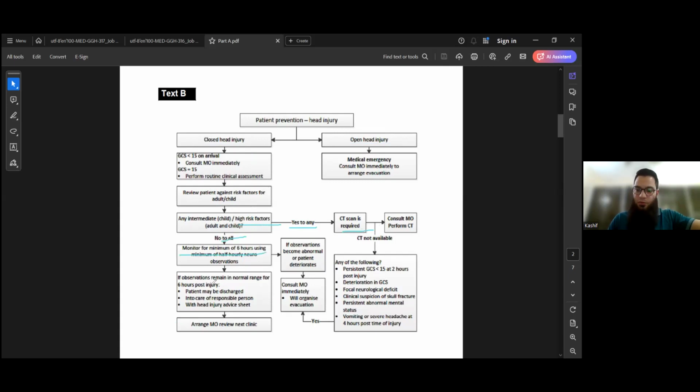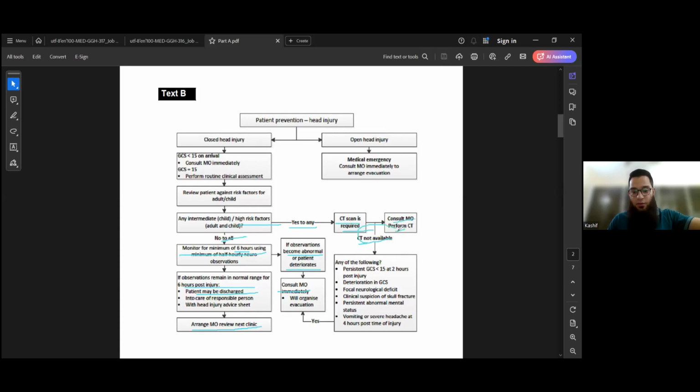If the observations remain the same, the patient may be discharged, but you have to arrange an MO review in the next clinic. But if you monitor for a minimum of 6 hours, and the observation becomes abnormal and the patient deteriorates, you have to consult the MO immediately. Perfect. Now this part: if a CT scan is required, CT not available, then consult the MO to perform CT.